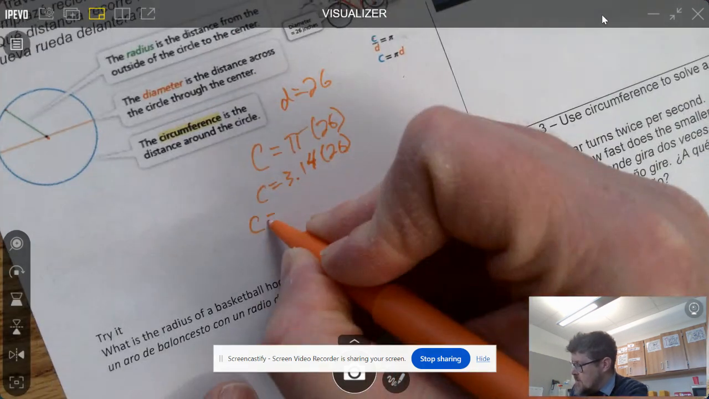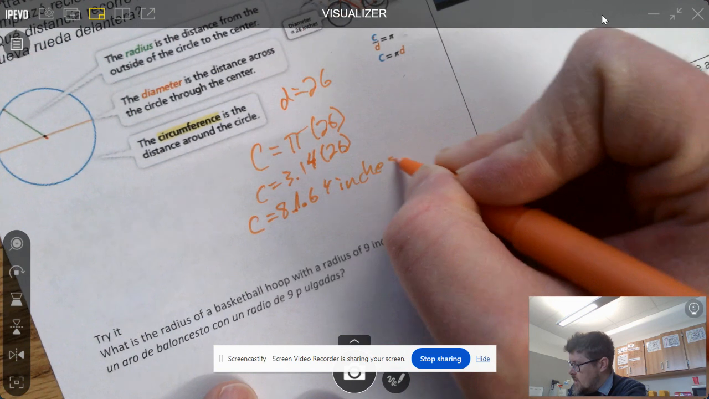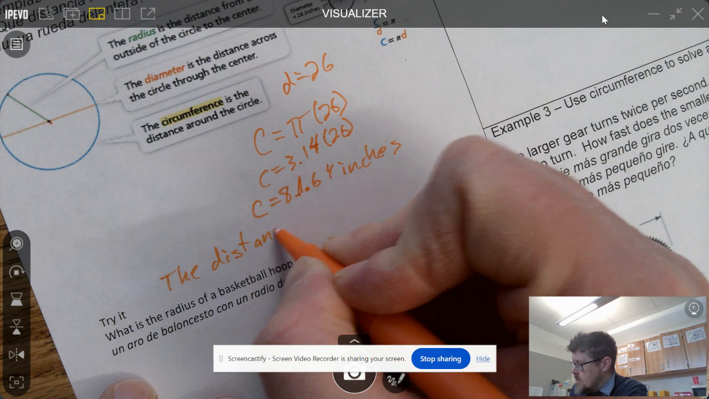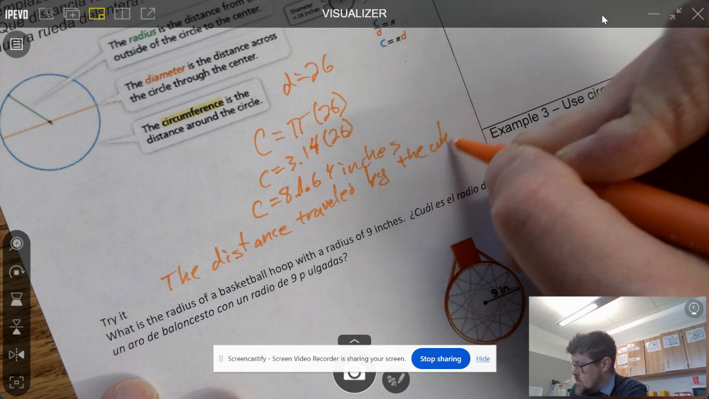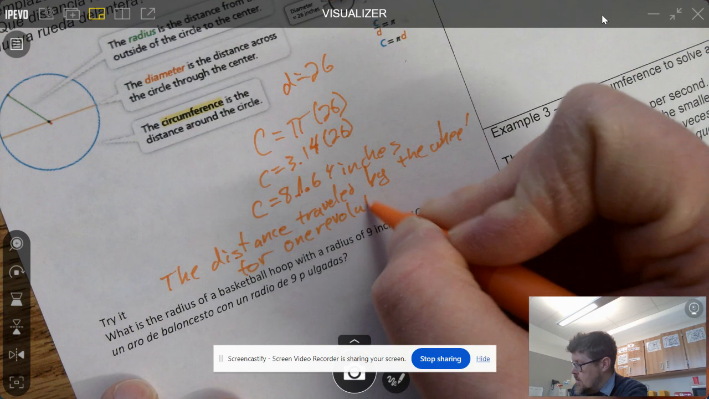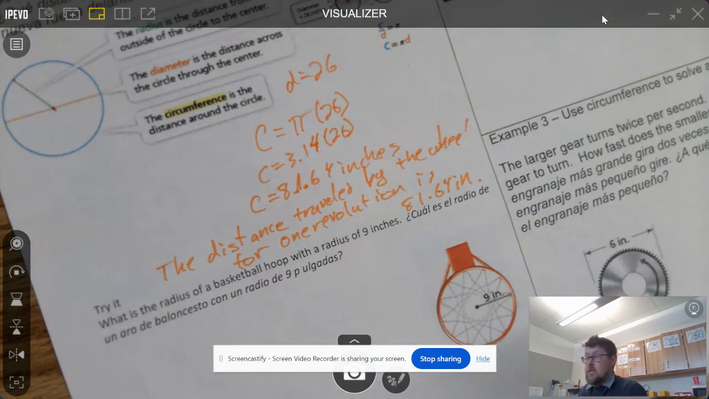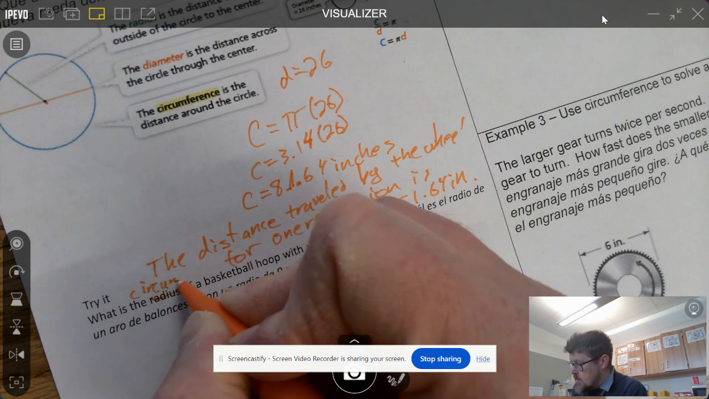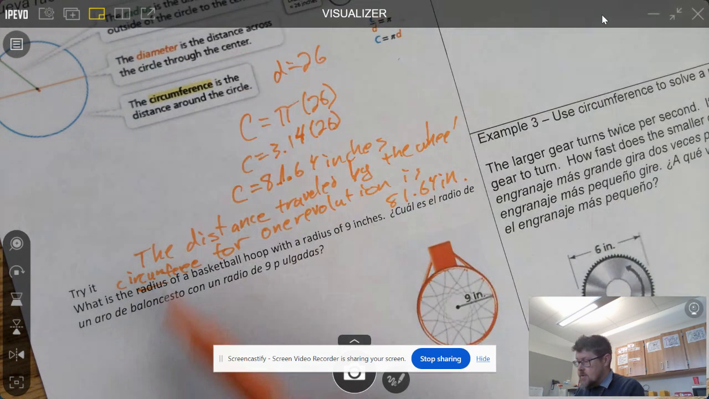So the circumference is 81.64 inches. Okay. And so that's the distance, right? The distance traveled by the wheel for one revolution is 81.64 inches. Sorry if my handwriting is terrible. And this should say circumference. I'm going to change that right here. Circumference, the spelling's right there, if that's too hard to see.